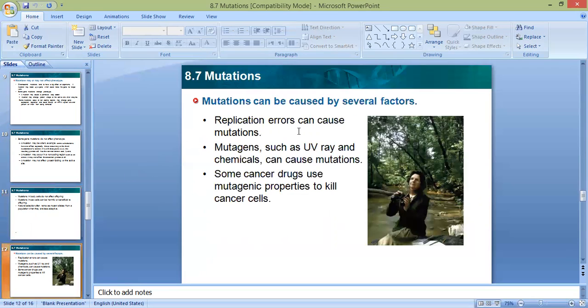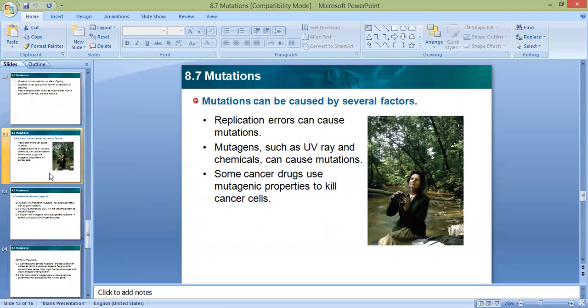Now, there are several factors that can cause a mutation, such as duplication errors that can happen occasionally, and these duplication errors during the DNA copying cause mutations. Other factors are mutagens. Mutagens are agents like UV light, the ultraviolet light from the sun rays, and chemicals that can cause mutation. Alright, so these are the most important parts in this section.